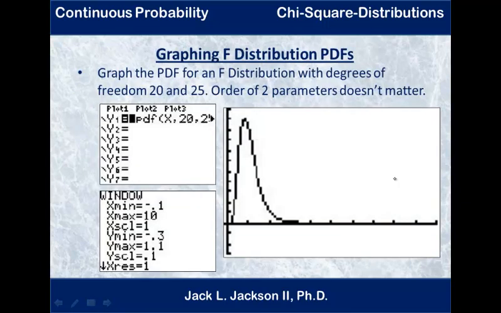And so if we want to graph an F PDF, this blacked out part is actually F. So this is F PDF, and we give it X, and this is 20, 25, because those are our two parameters. And if you put the 25 first, then the 20, you get the same graph. So it starts at 0, goes close to the axis for just a little bit, and then goes up and back down.